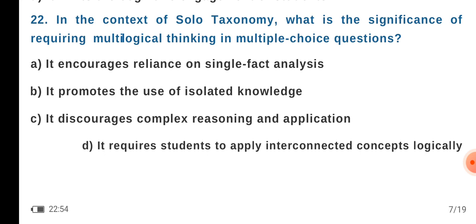The correct answer in number 22 is letter D. It requires students to apply interconnected concepts logically. Explanation: requiring multi-logical thinking in multiple choice questions within the context of SOLO taxonomy signifies the importance of the students applying interconnected concepts logically, reflecting a deeper level of understanding and reasoning. Let's move on to number 23.